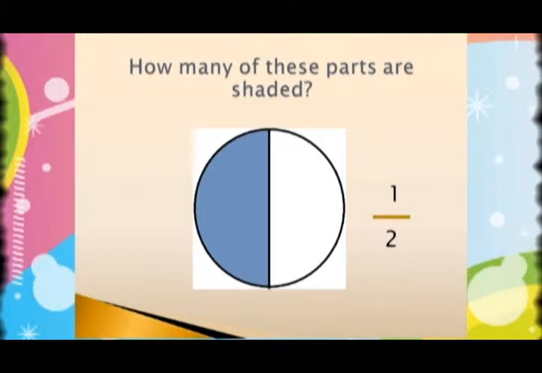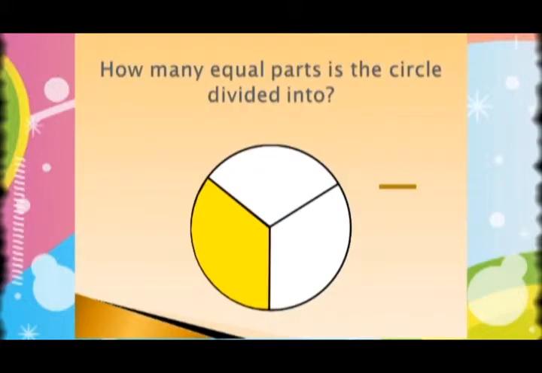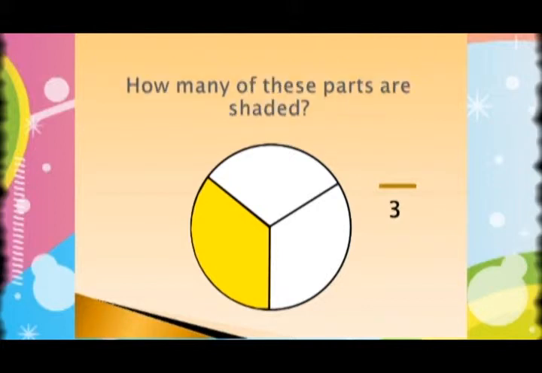Let's look at another example here. How many equal parts is the circle divided into? The circle is divided into three equal parts. How many of these parts are shaded? One part of the three parts is shaded. Therefore, a third of the circle is shaded.